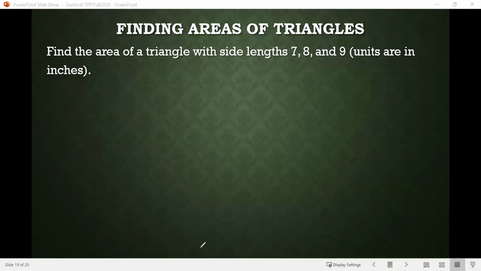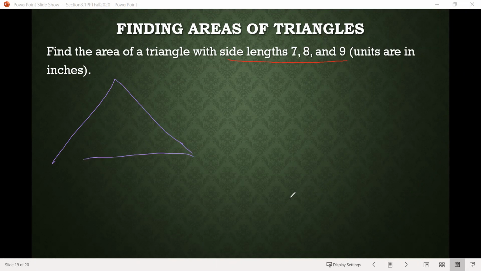the area of a triangle that has side lengths 7, 8, and 9, where those units are all in inches. Just like in past problems, to give us a visualization of what's going on, we're going to draw a triangle. I'm going to say that this is the side of length 7, this is the side of length 8, this is the side of length 9. And we're being asked to find the area of this triangle.